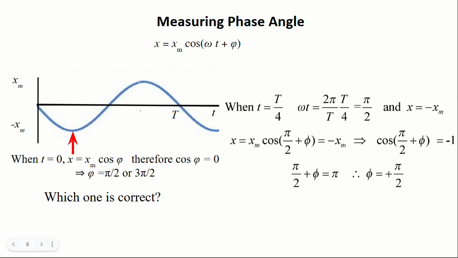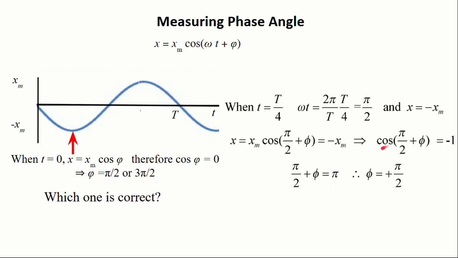And also, if you keep in mind that this point right here at a quarter of the period is going to be negative xm. So that's what x is going to be equal to. You then take your omega t, stick it right back into this equation here, and then you get x is equal to xm times cosine of pi over 2 plus phi. And you know this is all going to be equal to negative xm. You divide both sides by xm, and then you get cosine of pi over 2 plus phi is equal to negative 1.